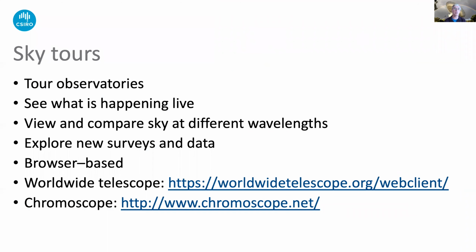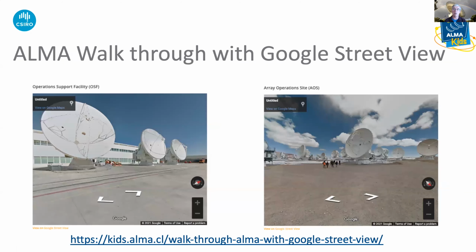Another way to approach this is through sky tours. You can visit observatories virtually, and we can view the sky at different wavelengths using browser-based tools. So ALMA have developed the Google Street View walkthroughs of the ALMA sites in northern Chile that are normally inaccessible for most people. And we'll see more of these sorts of things in virtual reality and augmented reality over coming years.